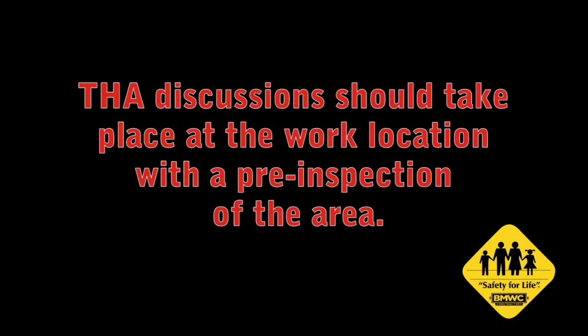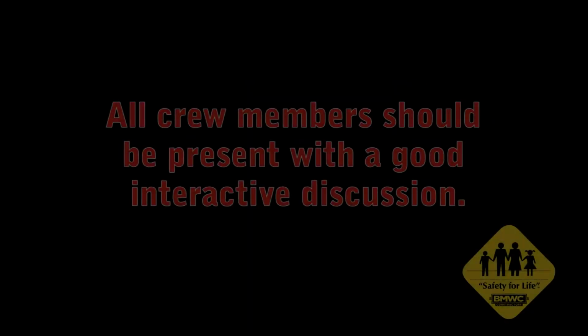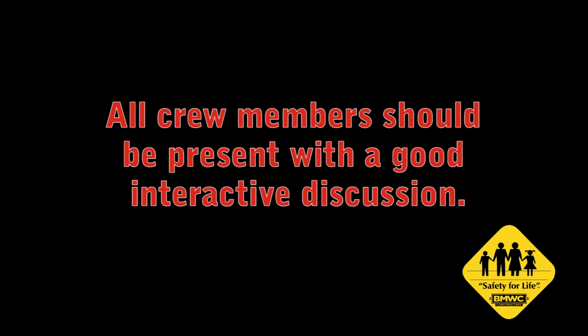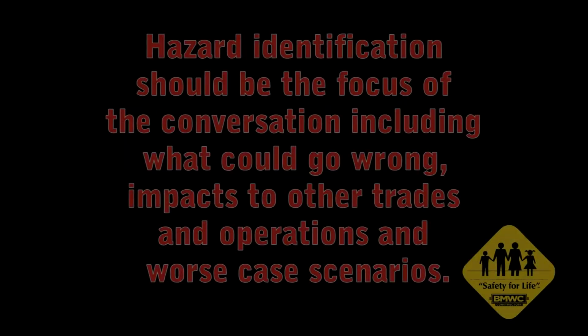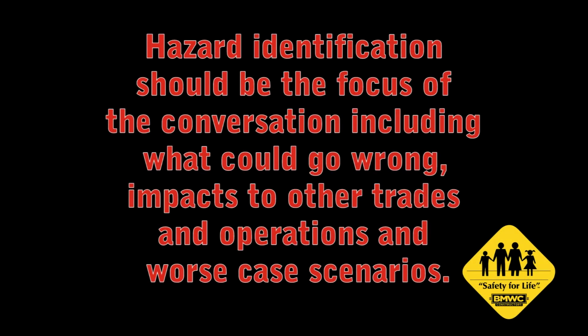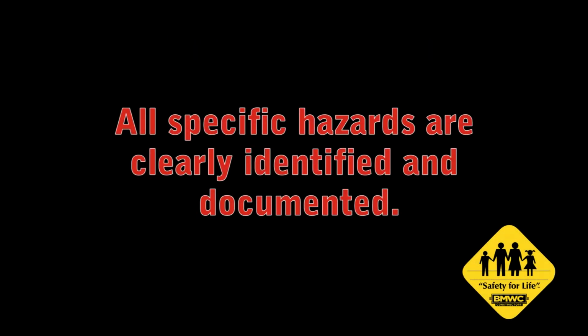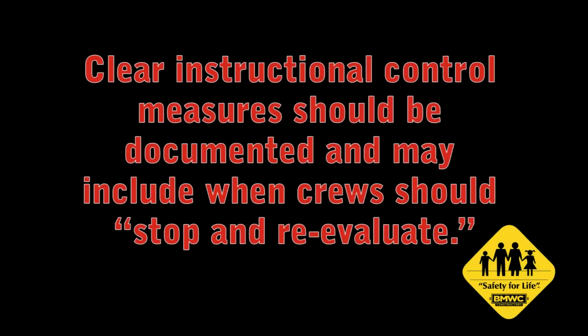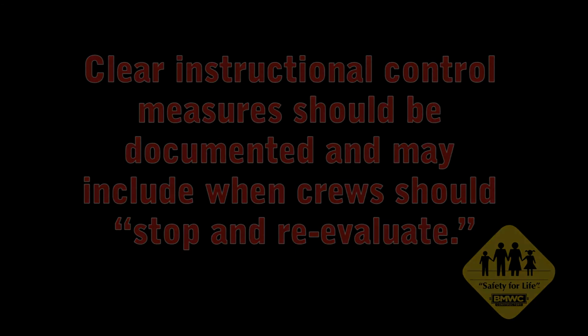THA discussions should take place at the work location with a pre-inspection of the area. All crew members should be present with a good interactive discussion. Hazard identification should be the focus of the conversation, including what could go wrong, impacts to other trades and operations, and worst-case scenarios. All specific hazards are clearly identified and documented. Clear instructional control measures should be documented and may include when crews should stop and reevaluate the work.